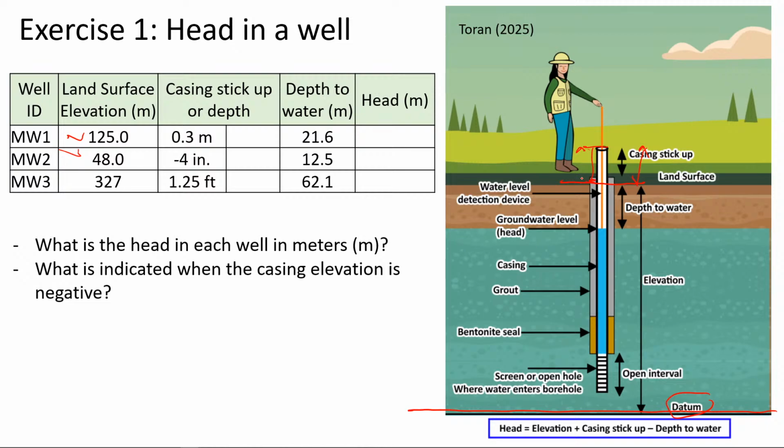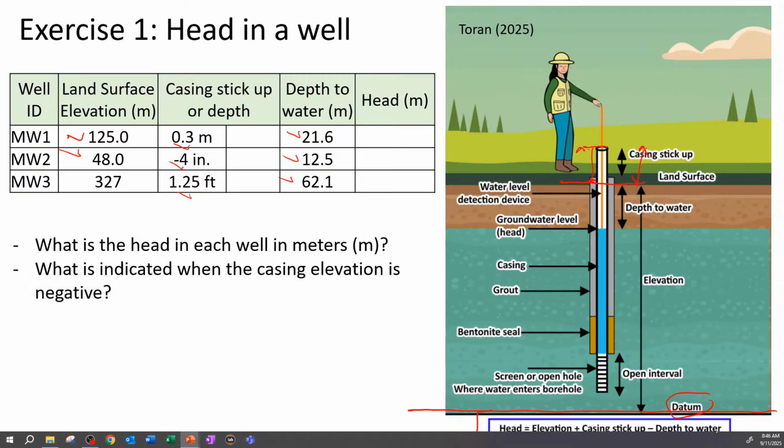So you get this, and you have different measurements for each well. One of them is 0.3 meter, 4 inch, 1.25 feet. We need to convert these to make them consistent. This is in meters, so we need to get everything in meters. Then you put your water level meter, and it beeped at 21.6, 12.5, 26.1. And then, what is the head here? The head would be basically the elevation from your datum, plus the casing stick up, minus the depth of the water.